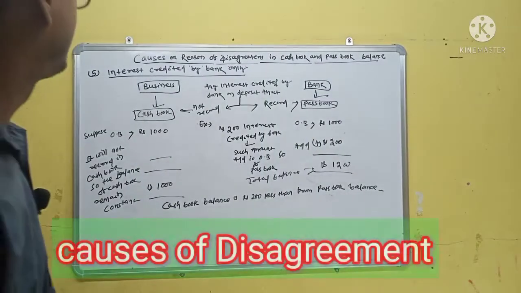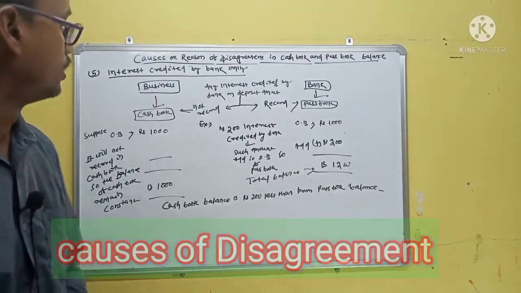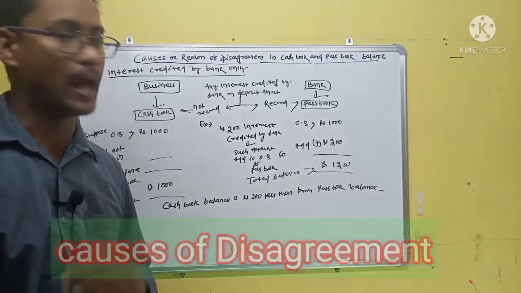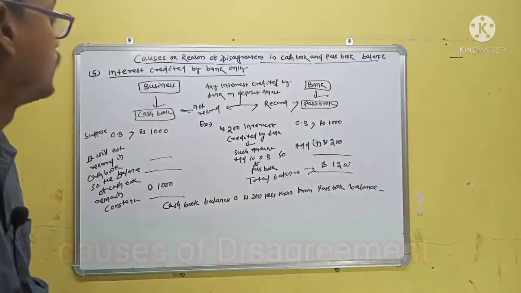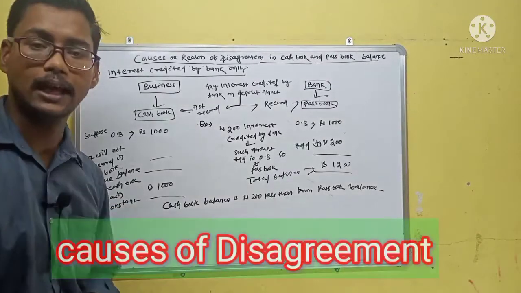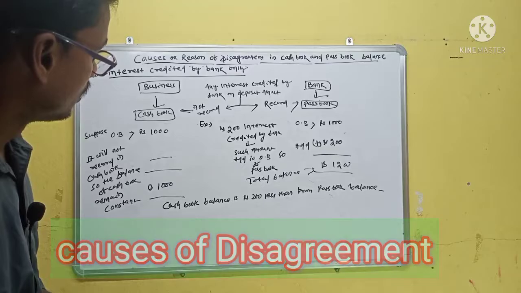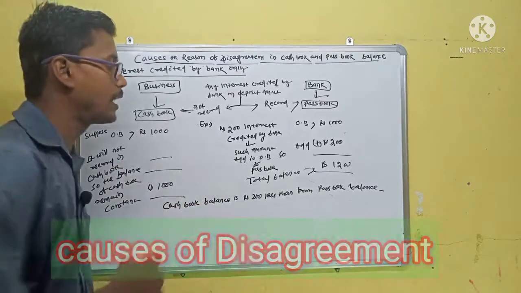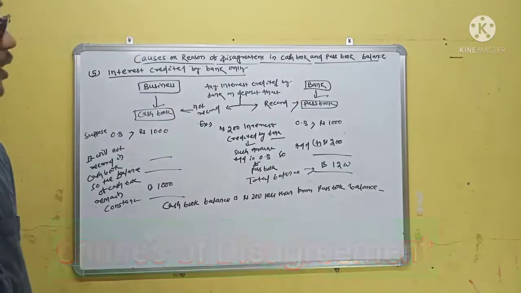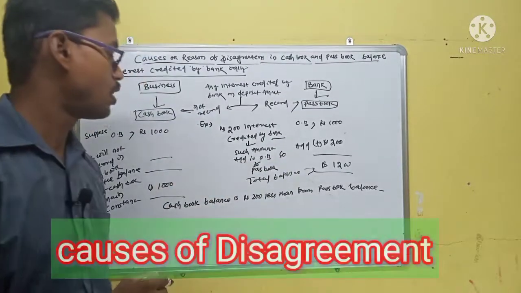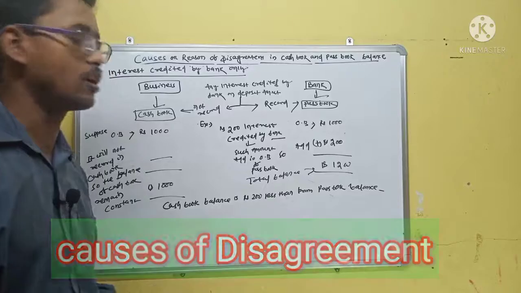Next is the interest credited by bank only. When any interest is credited by the bank on a deposit amount, it will be recorded in the passbook, but it will not be recorded in the cash book. Suppose rupees 200 interest is credited by the bank. So such amount is added in the opening balance of a passbook.